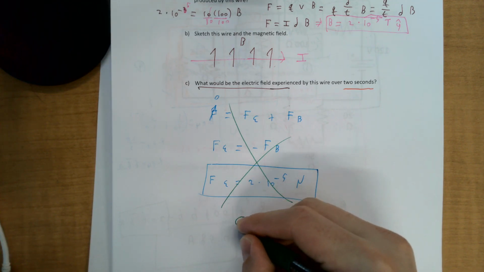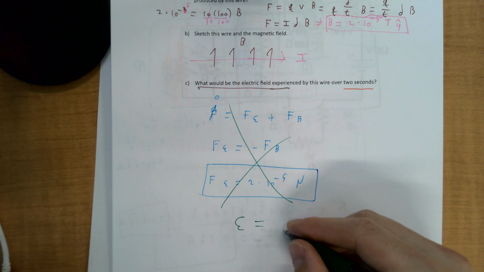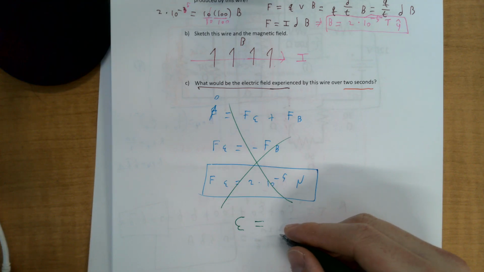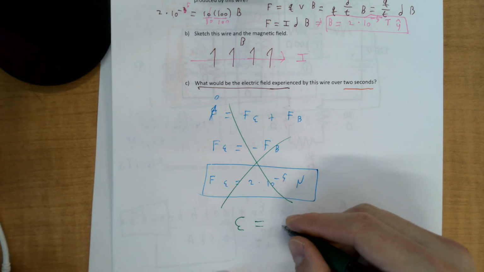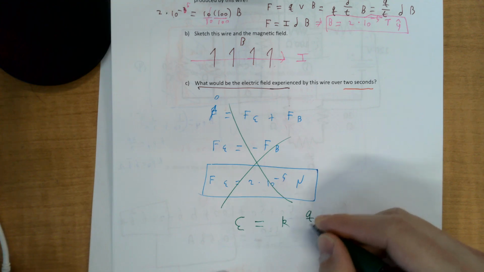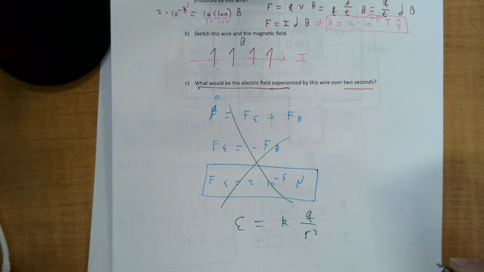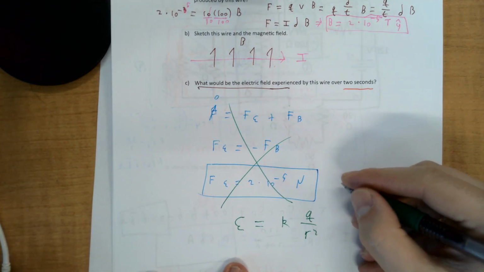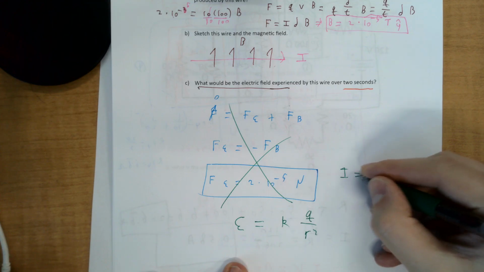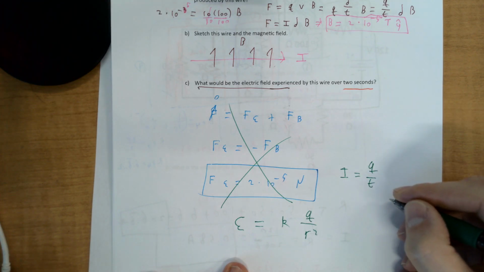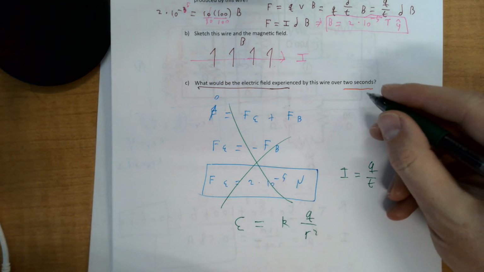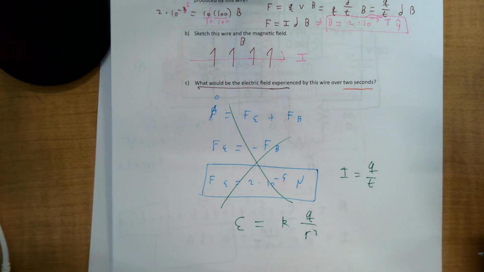Electric field is going to be equal to... what electric field would be experienced. So this is kQ over r squared. There's one equation for it. The electric field is experienced over 2 seconds, so we can get charge, right? This charge would be I equals Q over t. We know that we have 2 seconds now, though.